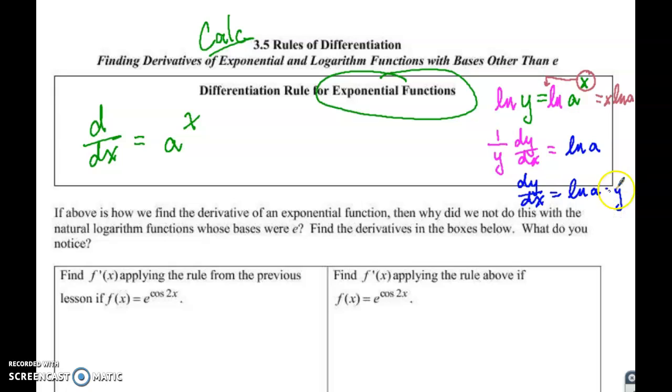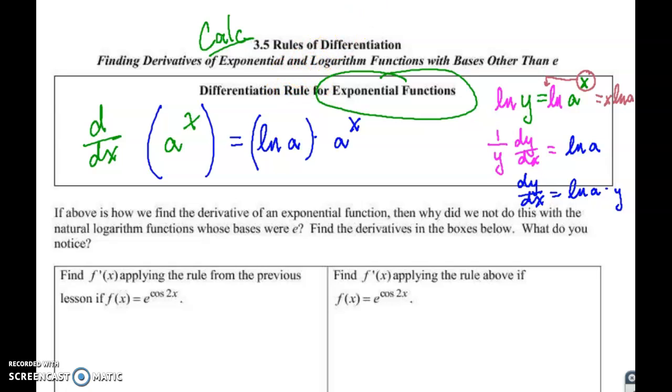well, what is y equal to? y was originally equal to a to the x power. So what I'm getting at is the derivative. Oh, whoops, I wrote it wrong. Sorry if you've been writing in pen. So the derivative of a to the x is equal to natural log of a times a to the x power. So it's very similar to the rule for e, except we have this natural log in front.